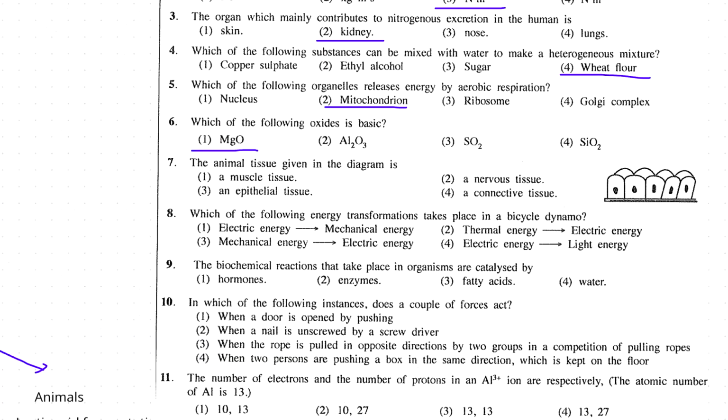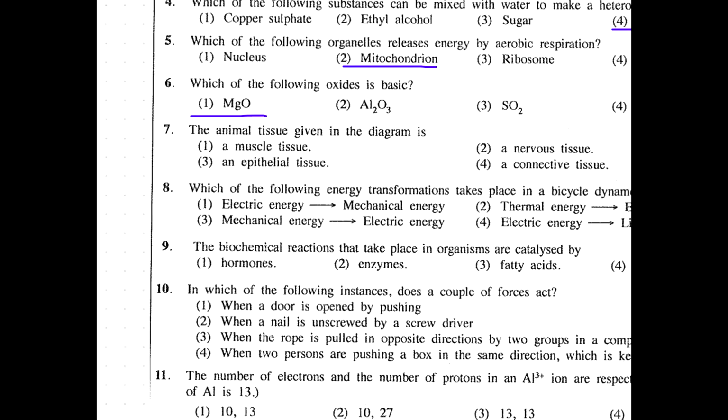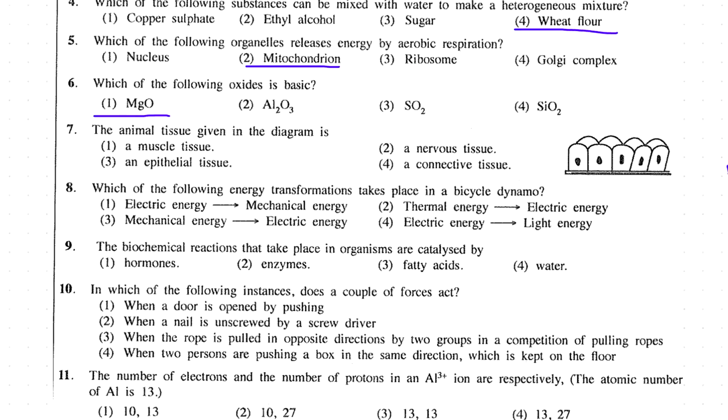The animal tissue given in the diagram is, what is this tissue? Okay, yes. It is epithelial tissue. Very good, but can I ask, why did you consider this as epithelial tissue? What made you think that this is epithelial tissue? Okay, Ashini. Okay, good. Yes. One thing is that the cells are tightly packed, of course. That is a feature of epithelial tissues.